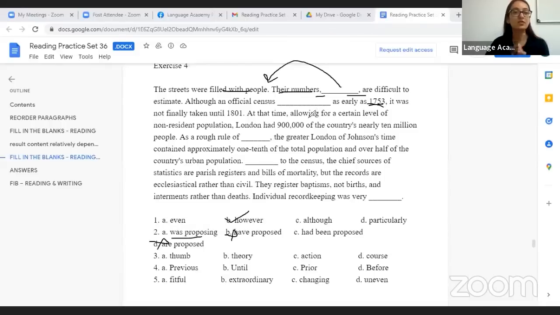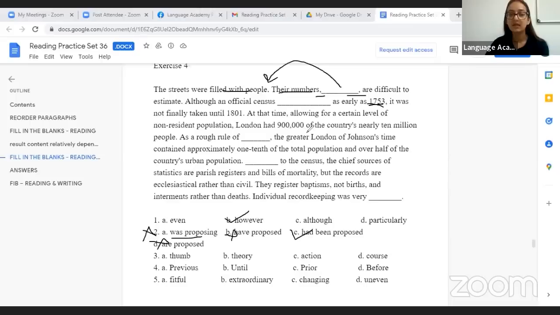But the census was not proposing. Somebody proposed the census. Somebody presented this idea of taking the census. So that is the situation, because the census was not proposing anything. So we cannot go with "was proposing". It's not active voice. It is passive voice. The census had been proposed. Somebody proposed the census. It was not taken until 1801. At that time, allowing for a certain level of non-resident population.